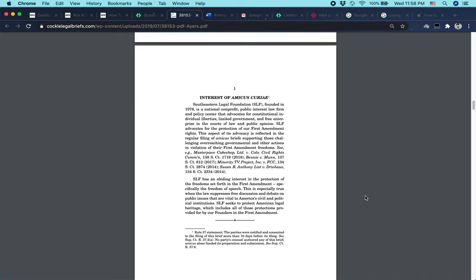Now let's go to the interests of the amicus brief. The interests of the amicus curiae brief are basically the place where you describe your quote-unquote biases. You have to describe what your organization is, why you have an interest in this, and why you want to do this. In our case, we are a nonprofit organization that aims at empowering the public.